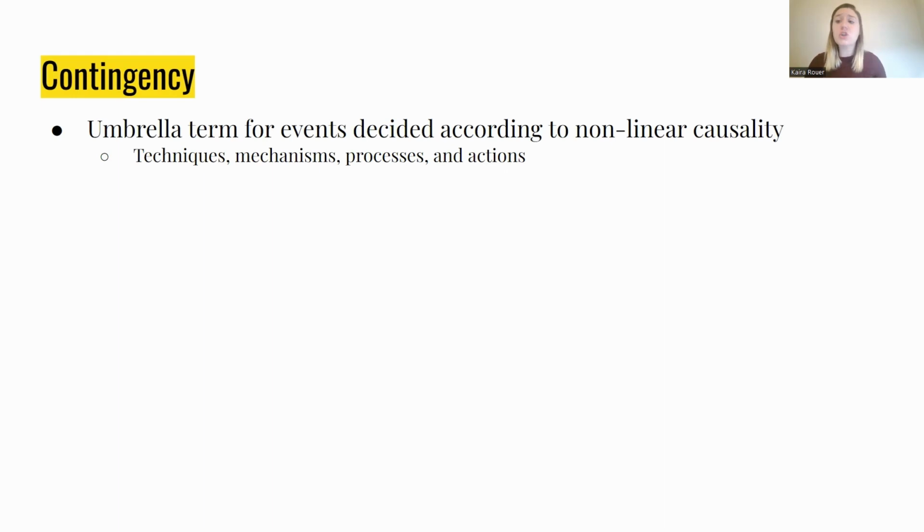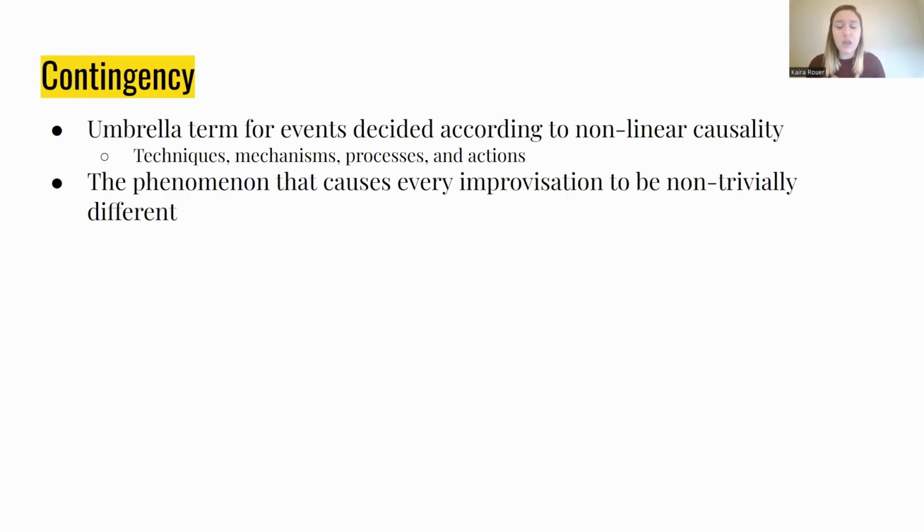They can be intentional, they can be unintentional, they can be planned prior, they can be planned in the moment. They really don't have much limitations. So this is a phenomenon that causes every improvisation to be what Spence says is non-trivially different.